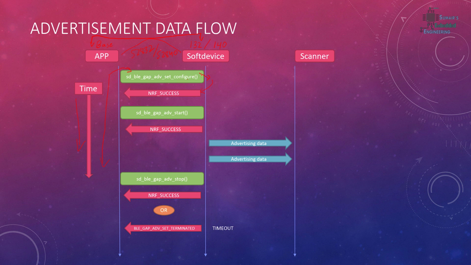First we call the advertisement configuration, and once the soft device configures everything according to our configurations, it will give us NRF_SUCCESS. We will read this NRF_SUCCESS in the application code. Then the next instruction will be executed, which in this case is sd_ble_gap_adv_start. This API function will tell the soft device to start advertising, and if everything goes smoothly, the soft device will give us an NRF_SUCCESS message, and it will start advertising now.